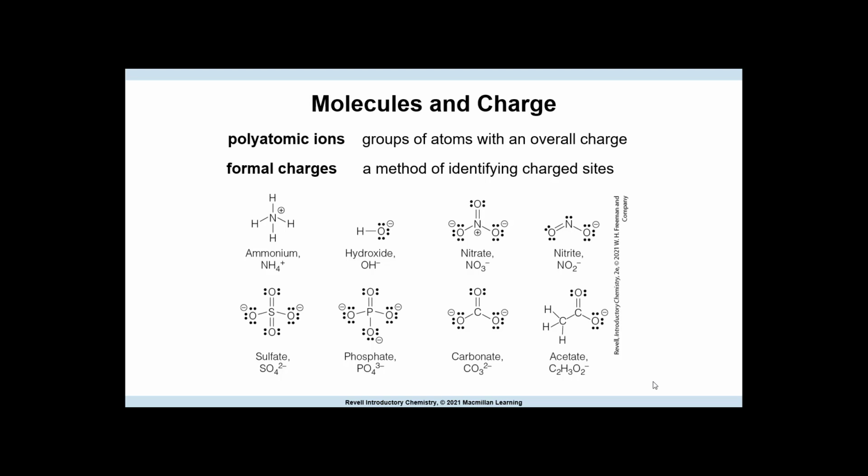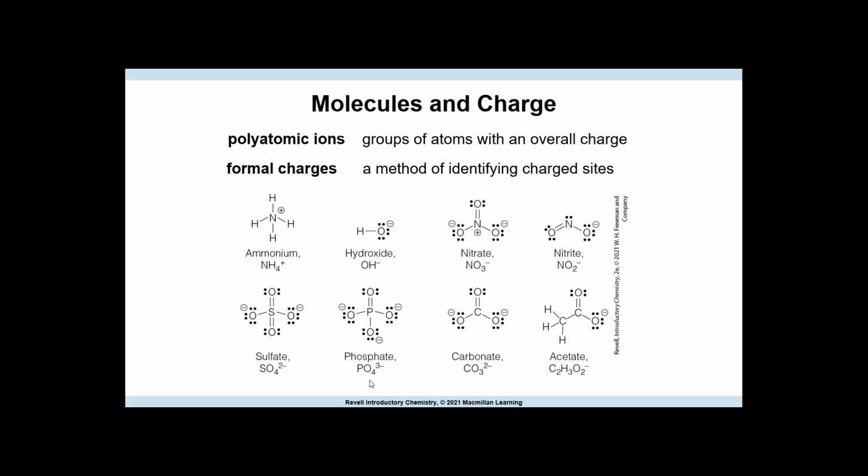Most of these ions follow the octet rule, but 2 ions, sulfate and phosphate, have expanded octets. Notice that each polyatomic ion has at least one atom with a positive or negative charge. These charges are formal charges. They allow us to locate charge sites within a molecule or polyatomic ion.